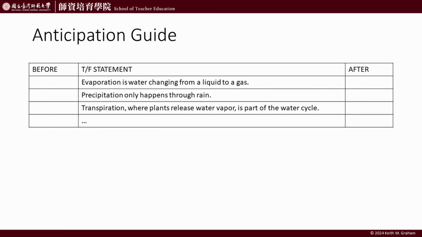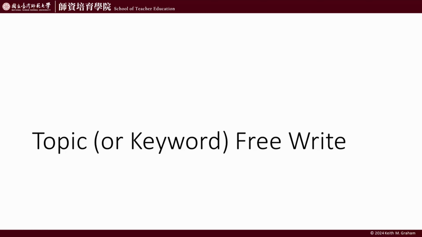In other subjects, you may want to use an anticipation guide. An anticipation guide is where students first answer a series of true-false questions about a topic in a before column. Then, throughout the lesson, they have the opportunity to confirm or change their answers by using the after column. Another low prep but effective preparation stage activity is to provide students with a topic or a series of keywords about that topic and allow them to do a quick write on what they know about that topic or those words. This can follow a think, write, pair, share sequence.